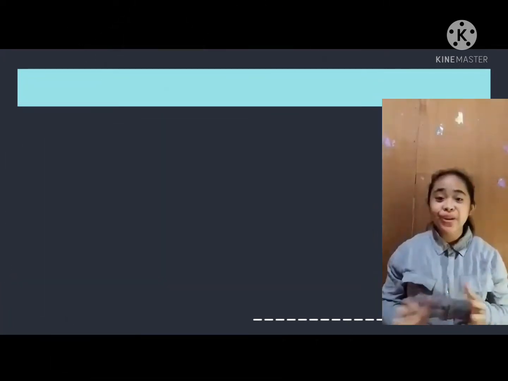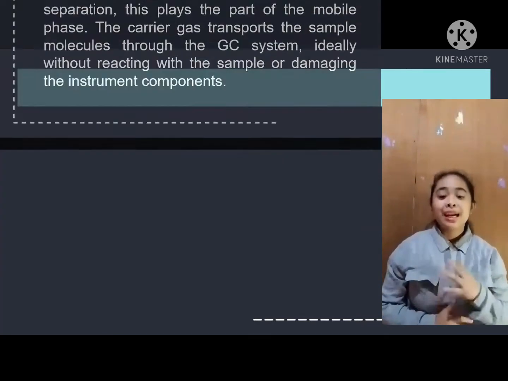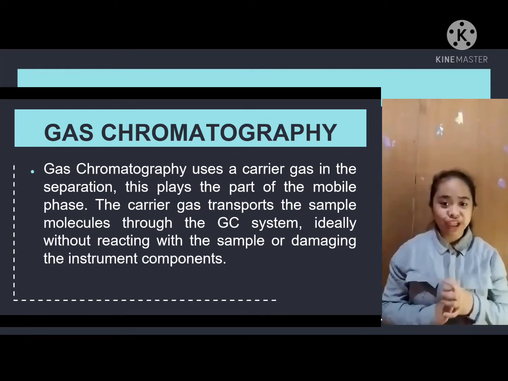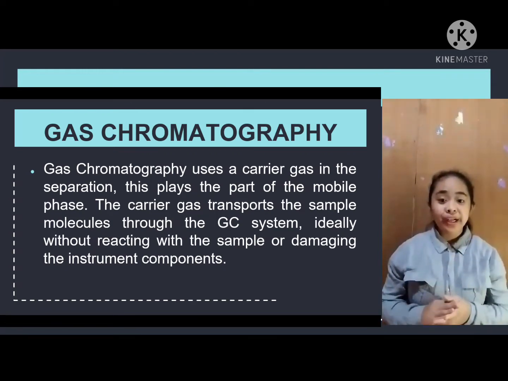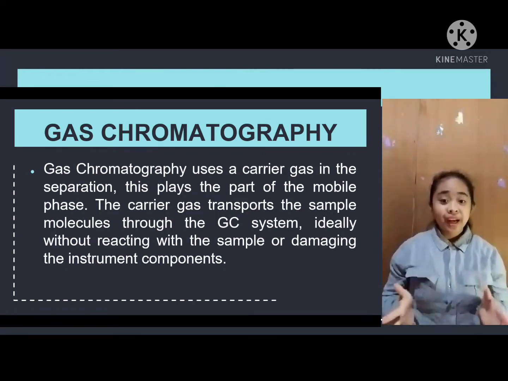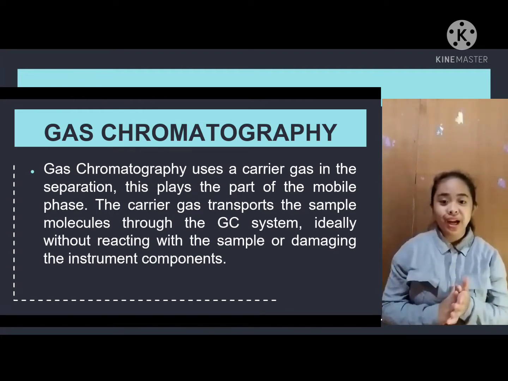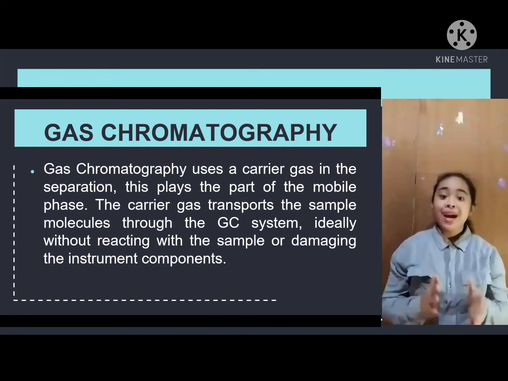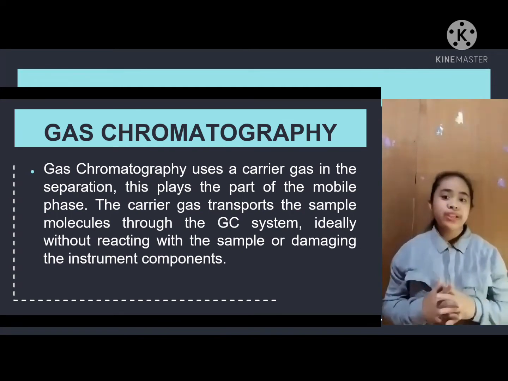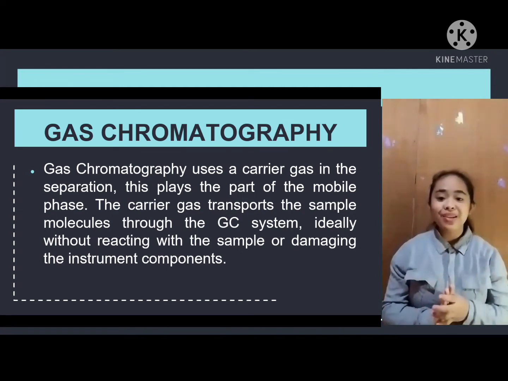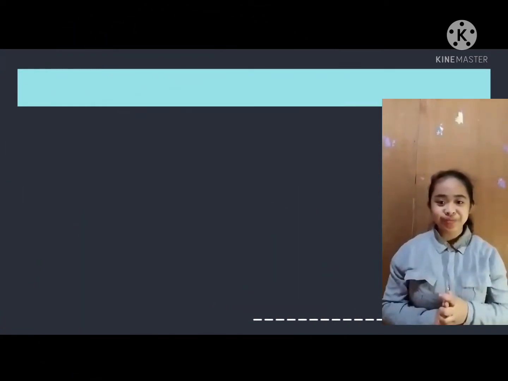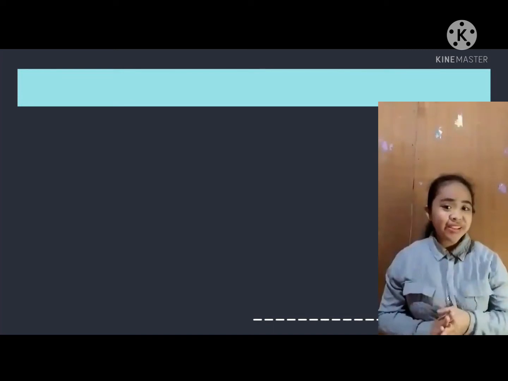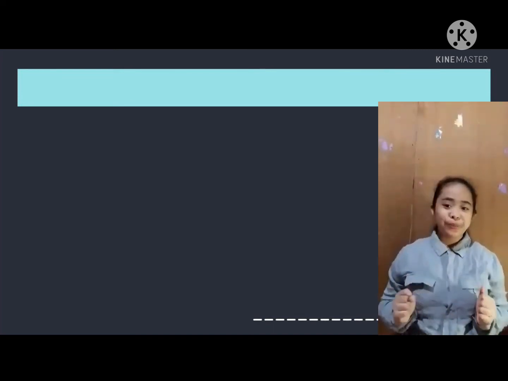How does gas chromatography work? Gas chromatography uses a carrier gas in the separation. This plays the part of the mobile phase. The carrier gas transports the sample molecules through the GC system, ideally without reacting with the sample or damaging the instrument components. So now we are going to discuss the step-by-step process of gas chromatography.